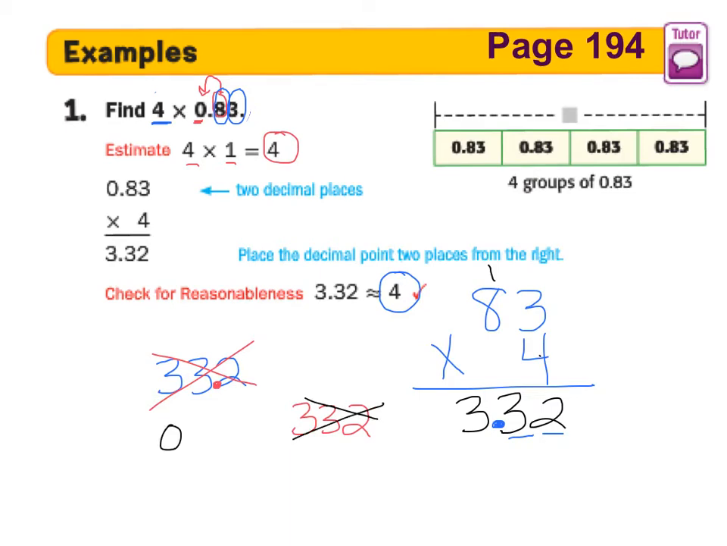If I put the decimal out in front, 332 thousandths is really small. It's nowhere near my estimate. So this is how I can place my decimal. It would be 3 32/100.